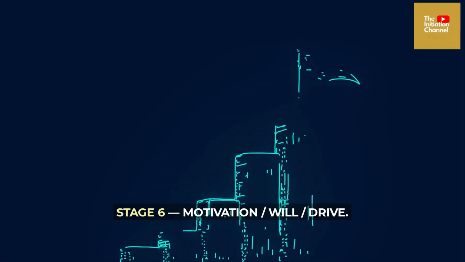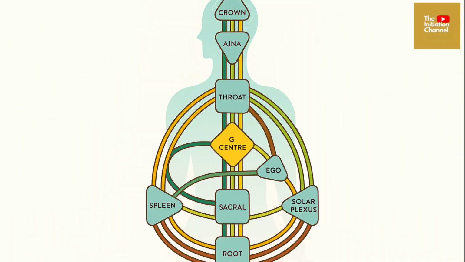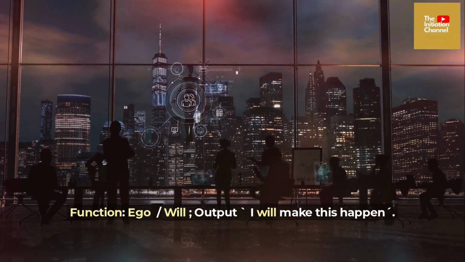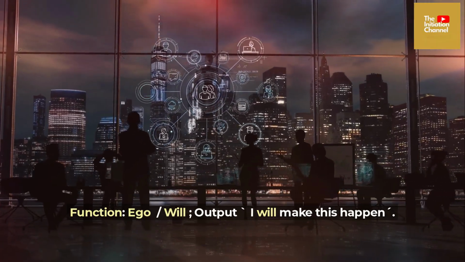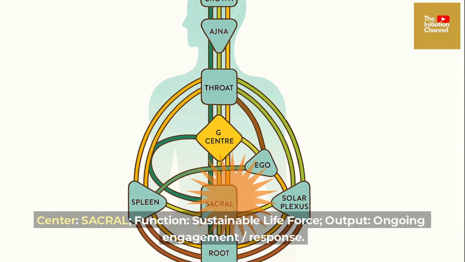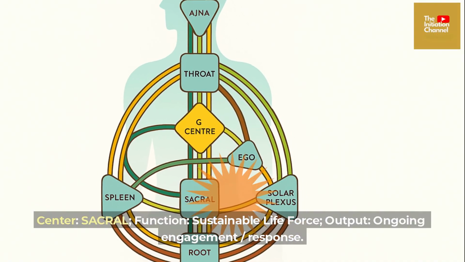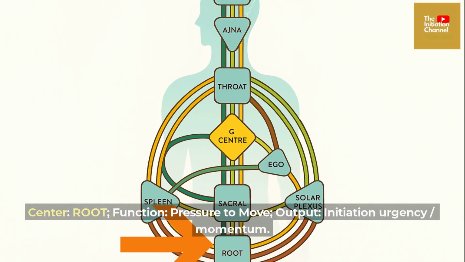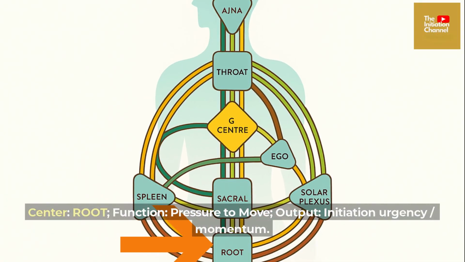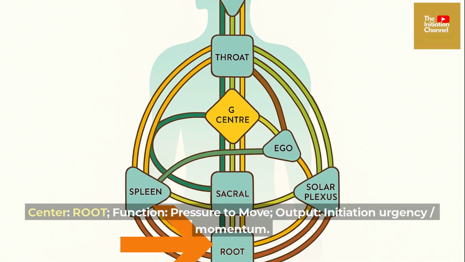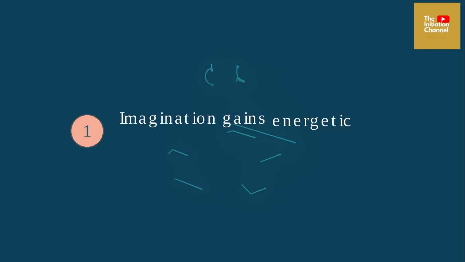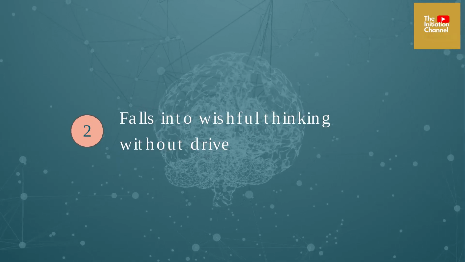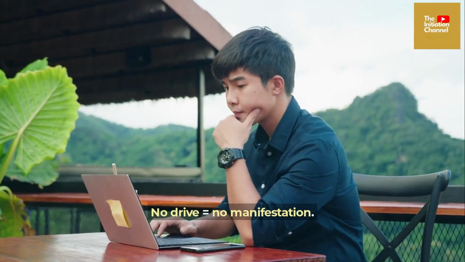Stage 6, motivation/will/drive. Depending on design, center, ego, heart. Function, ego, will, output, I will make this happen. Center, sacral, function, sustainable life force, output, ongoing engagement, response. Center, root, function, pressure to move, output, initiation, urgency, momentum. This step determines whether the imagination gains energetic backing, or falls into wishful thinking, no embodiment. No drive equals no manifestation.